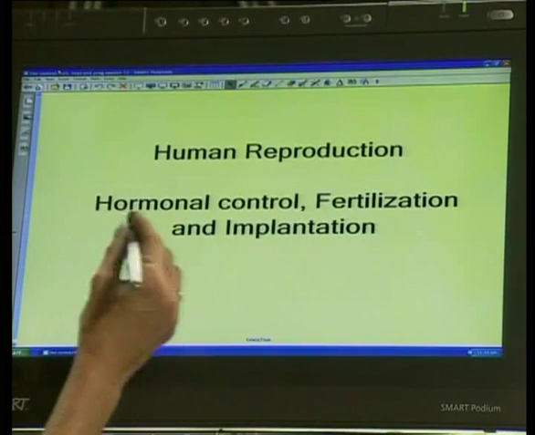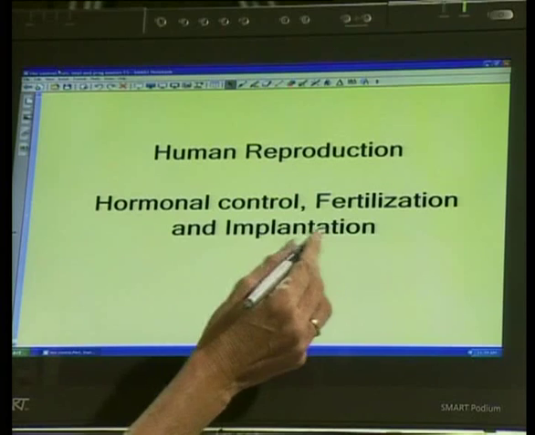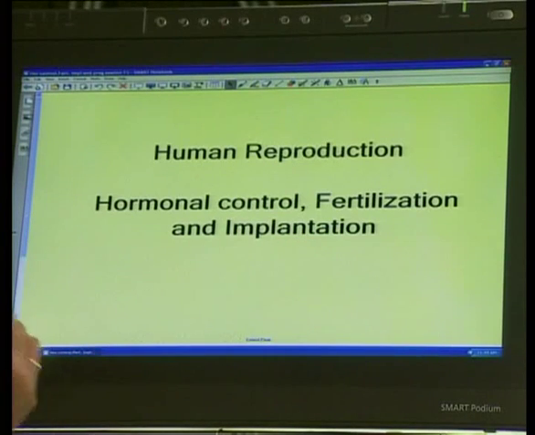Now, we have gone through the whole reproductive structures of males and females. We've also done gametogenesis, which is the formation of the gametes in both the male and the female. And we are now going to go through hormonal control in the female, because we've done the male already in the previous session. All right, so we had human reproduction, hormonal control, fertilization, and implantation.